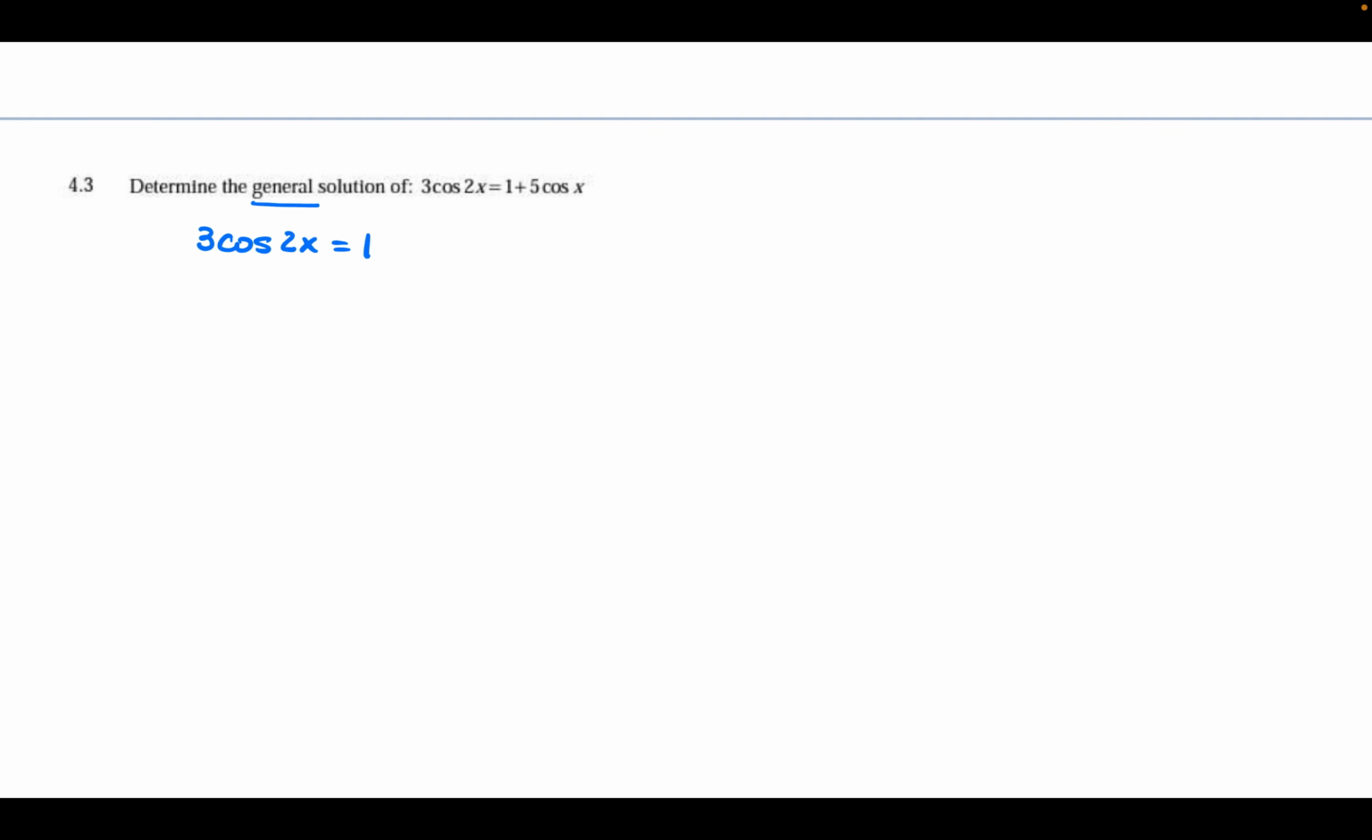So I notice right away that we have the cosine of 2x. So we have a number of formulas that go with the cosine of 2x. 1 minus 2 sine squared x. Also 2 cosine squared x minus 1. And also cosine squared x minus sine squared x.